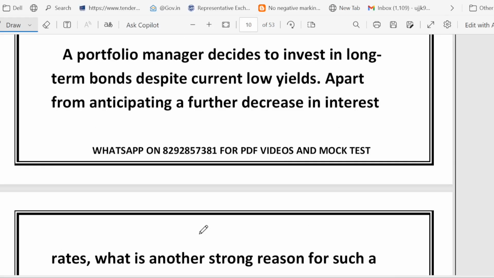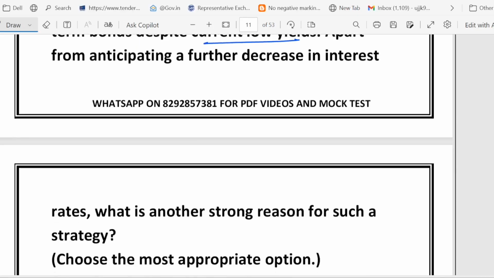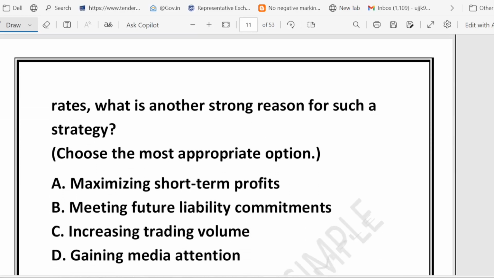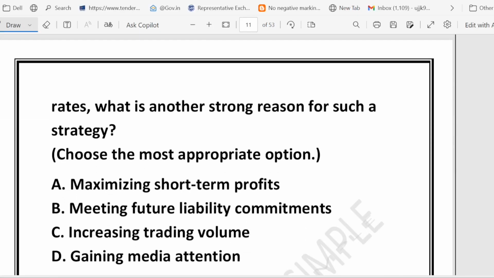Now friends, let's see this particular question. It is asking you: a portfolio manager decides to invest in a long-term bond despite current low yield. Apart from anticipating a further decrease in the interest rate, what is another strong reason for such a strategy? Very good question. Options are maximizing short-term profit, meeting future liability commitment, increasing trading volume.